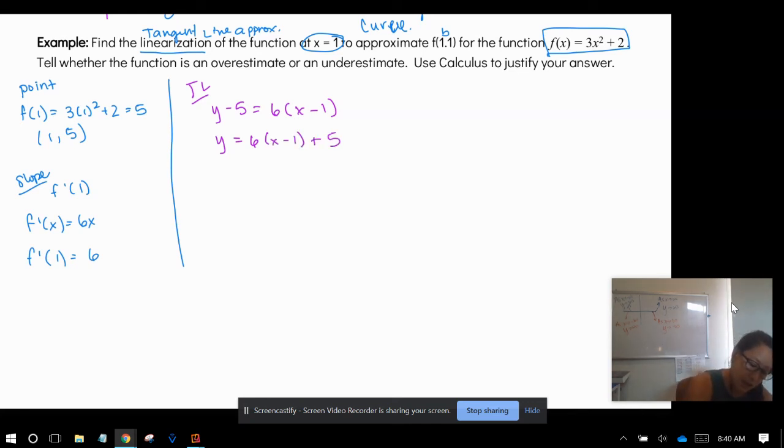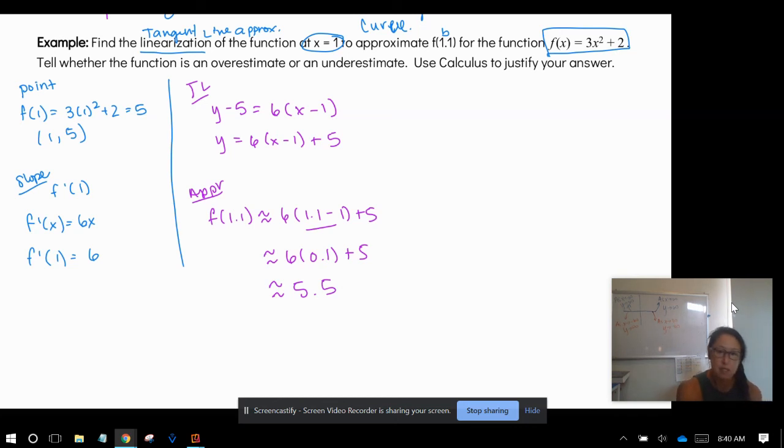Okay. Next, we're going to do the approximation. So f of 1.1 is about equal to 6 times 1.1 minus 1 plus 5. We have a change in x of 0.1, so we have 6 times 0.1 plus 5, which gives me 5.6. So f of 1.1 is about 5.6.